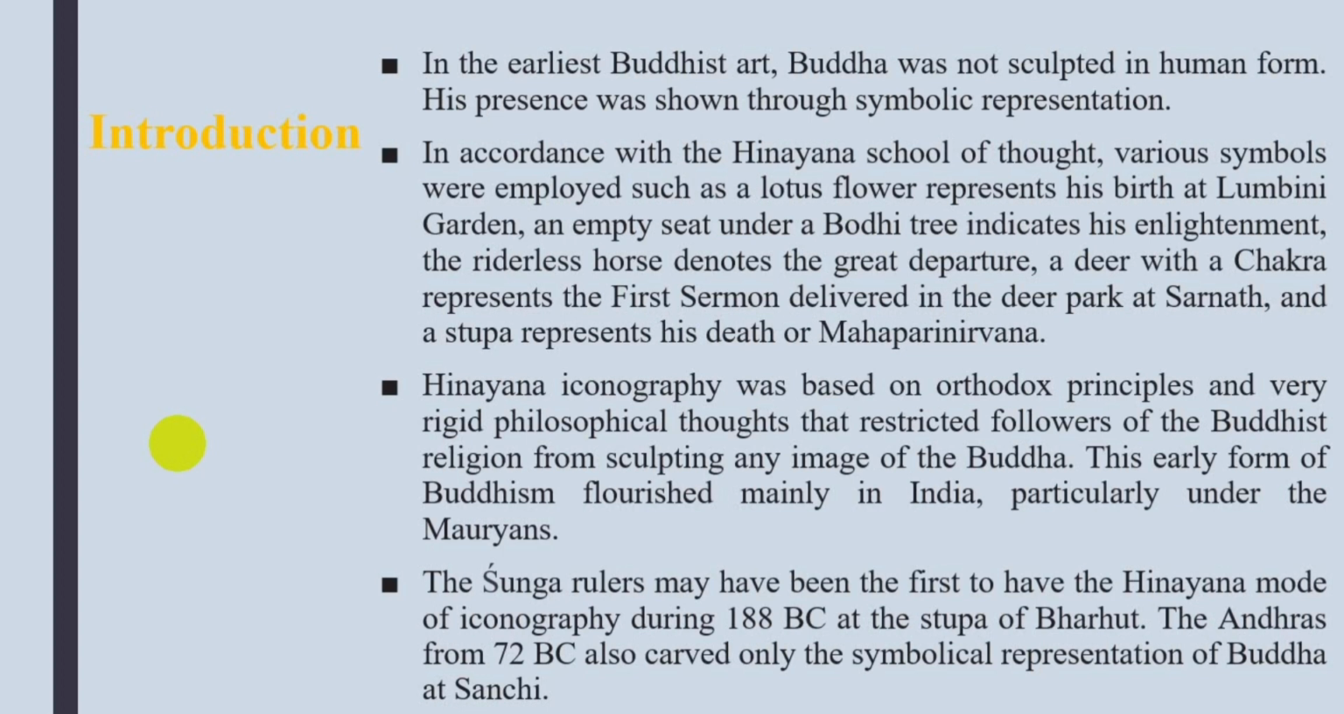This early form of Buddhism flourished mainly in India, and particularly under the Mauryan rule. The Shunga rulers may have been the first to have the Hinayana mode of iconography, perhaps around 188 BC, and the evidence is found at the stupa of Barhut. The Andhras from 72 BC also carved the symbolical representation of Buddha, and the evidence is found at the stupa at Sanchi.